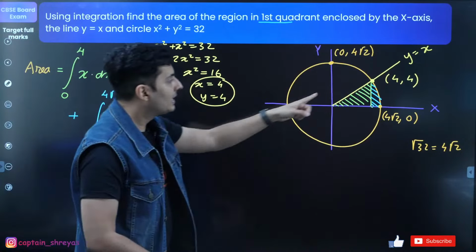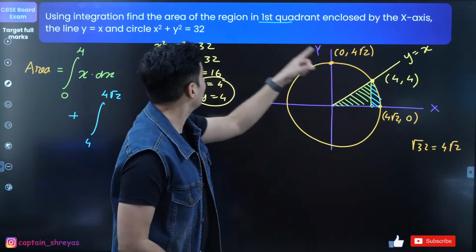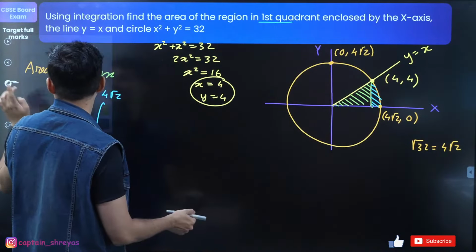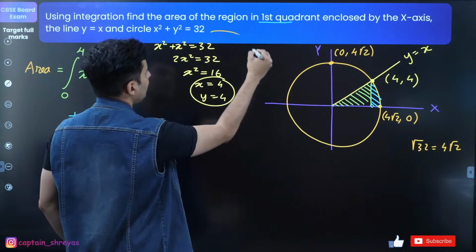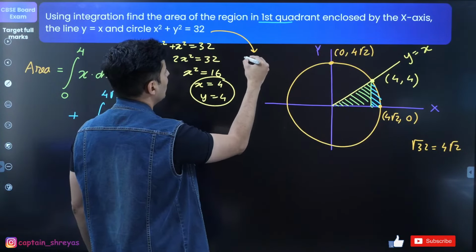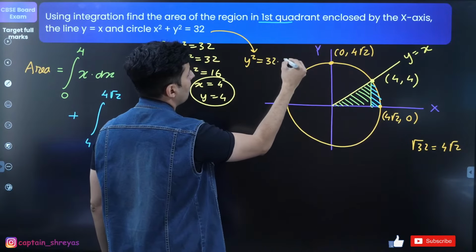Now what will be this curved line equation? That curved line equation, take it from here. Look at that. X square plus y square is 32. So y square is 32 minus x square.